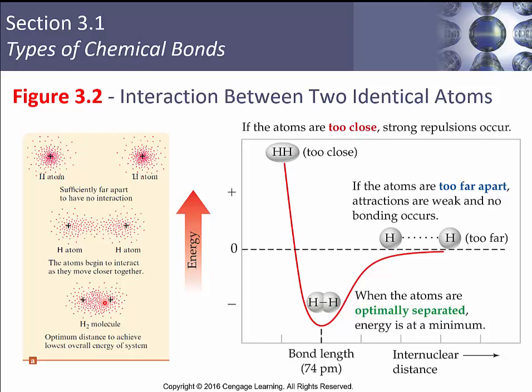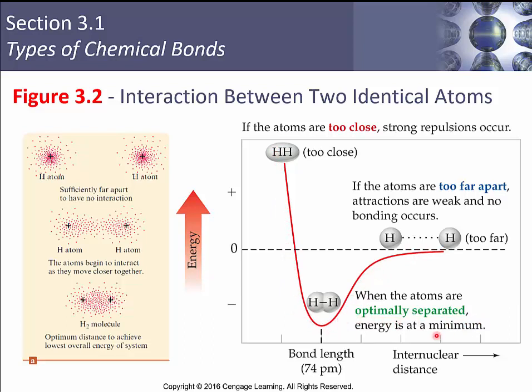If you do a plot of internuclear distance, like how far apart are they? If they're too far apart, our interactions are weak and no bonding occurs. That's up here, right? Nothing's happening. If we bring them too close together, my protons in my nuclei are getting way too close to each other. The energy goes way up. It doesn't want to be there. And so it's going to move those guys apart. It doesn't want to go too far. It's going to reach this energy minimum where they're optimally separated.